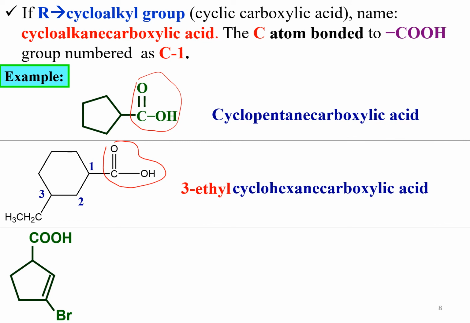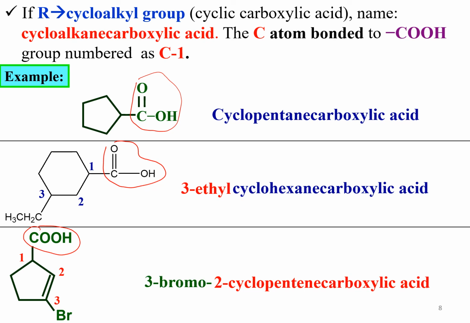Then here, the COOH is the parent name also, carboxylic acid. You have a substituent at carbon 3, then you have a double bond at carbon 2. So 2-cyclopentenecarboxylic acid. Then you have bromo at carbon 3, so 3-bromo-2-cyclopentenecarboxylic acid.